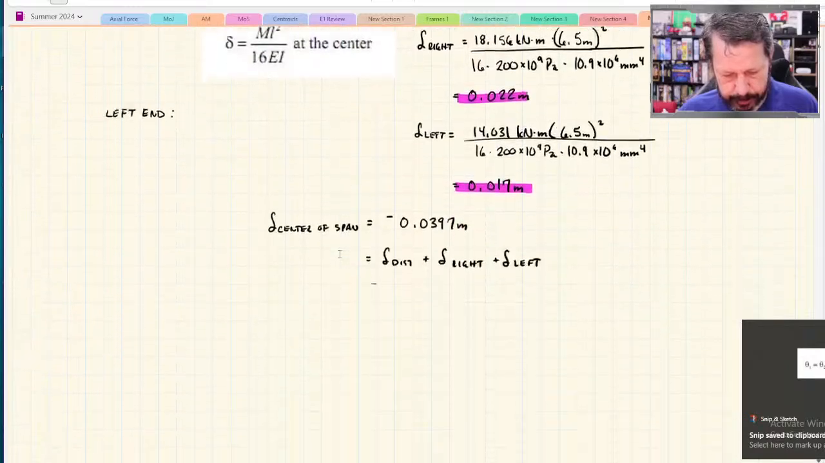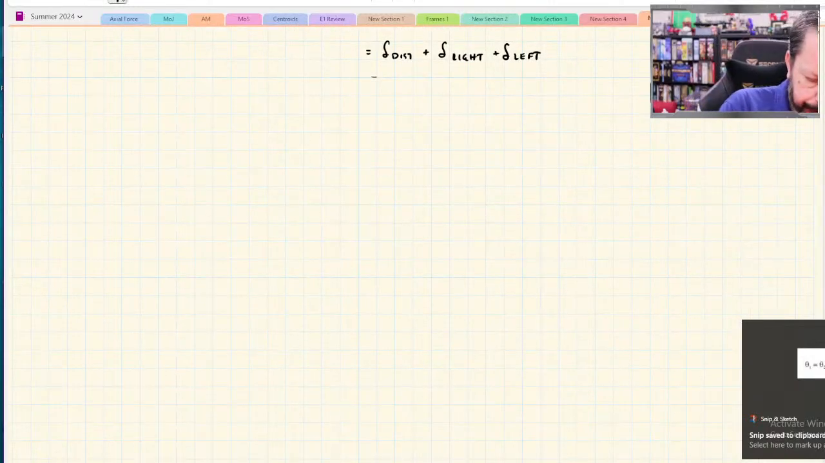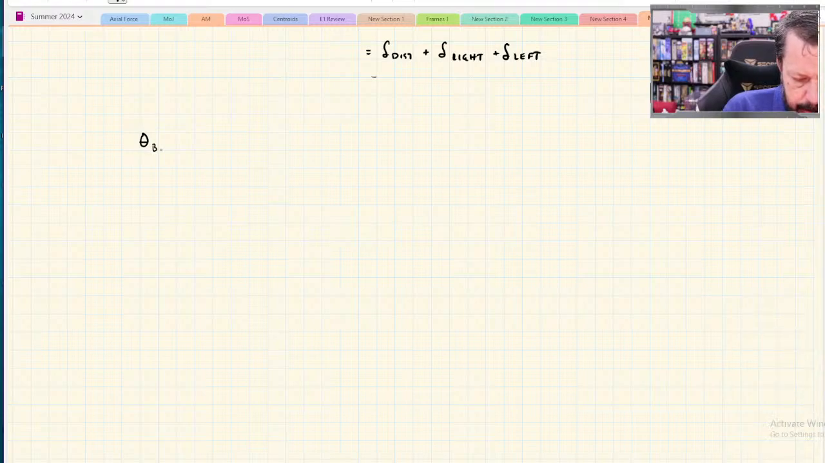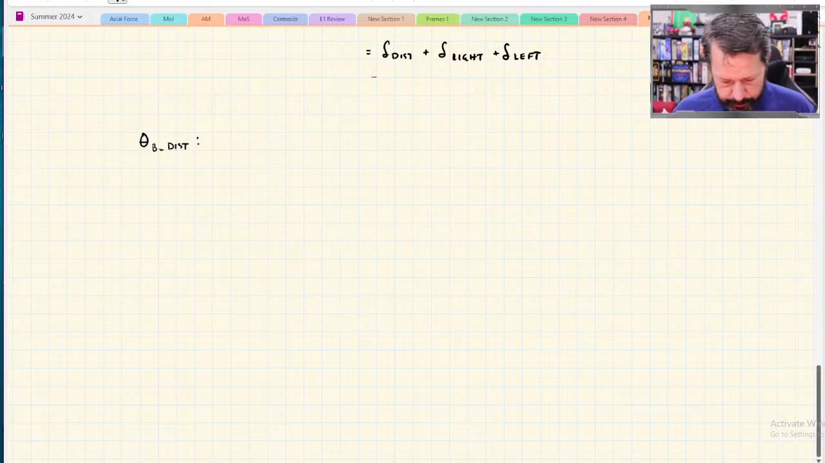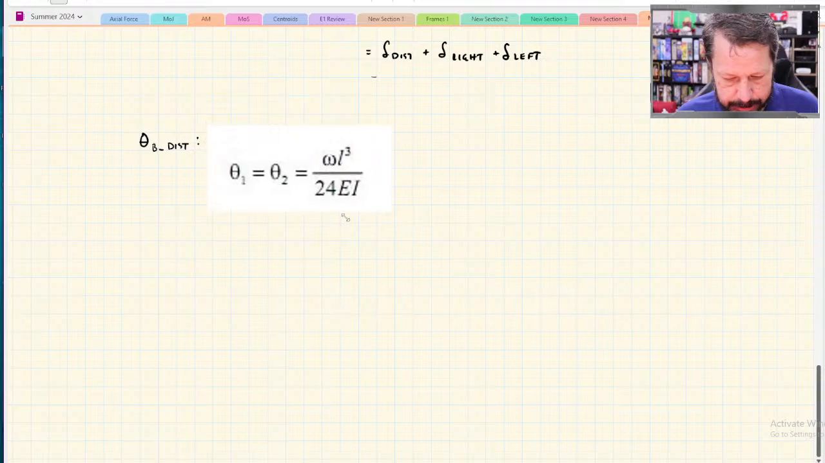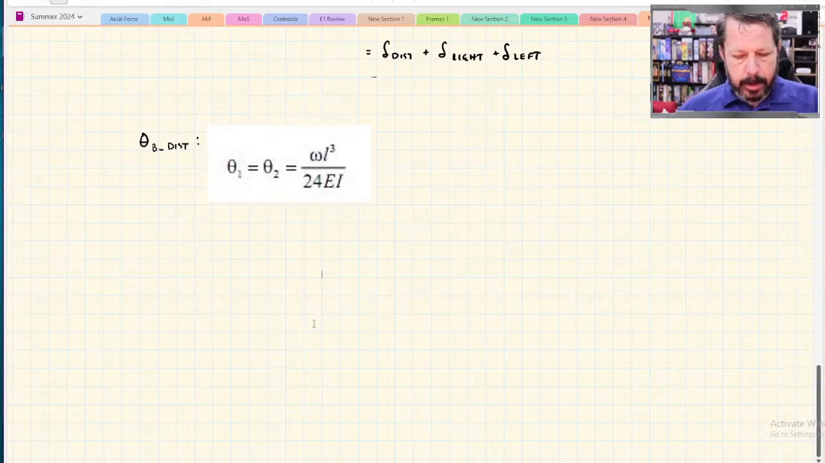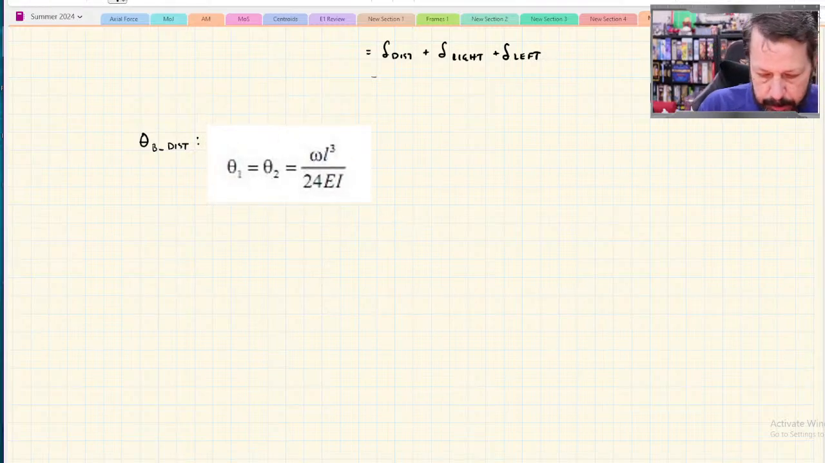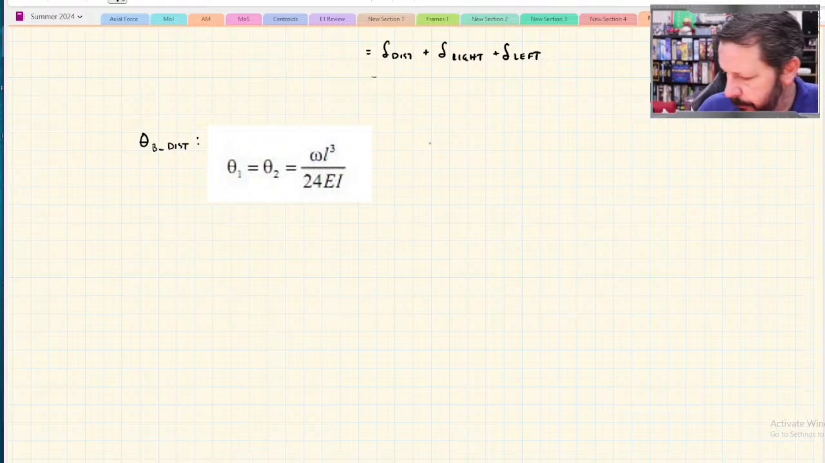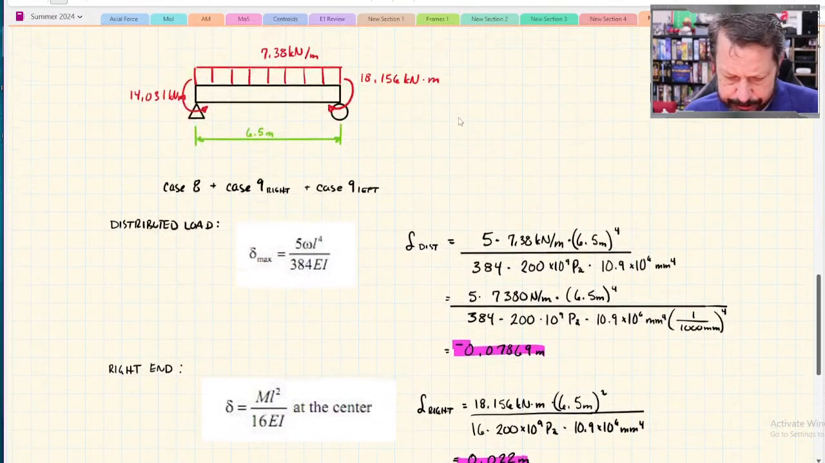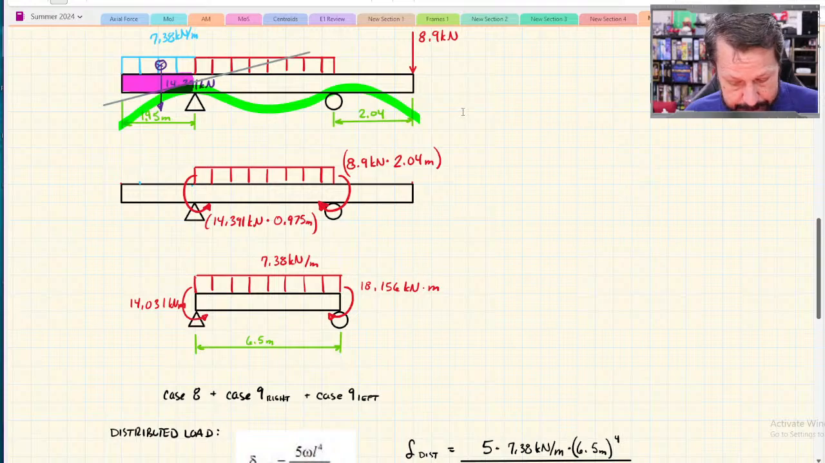So this will be theta at B from the distributed load. And we'll make that a little larger so it's easier to see. So it says omega, which for us is 7.38 kilonewtons per meter.